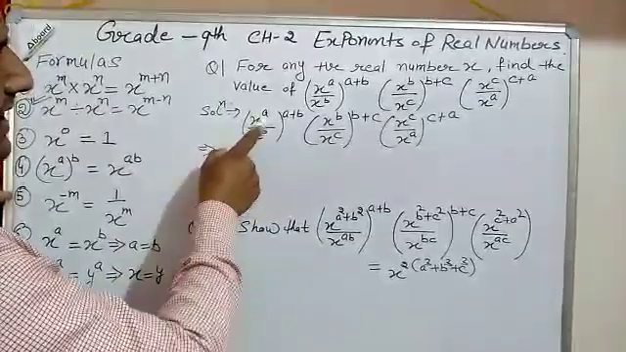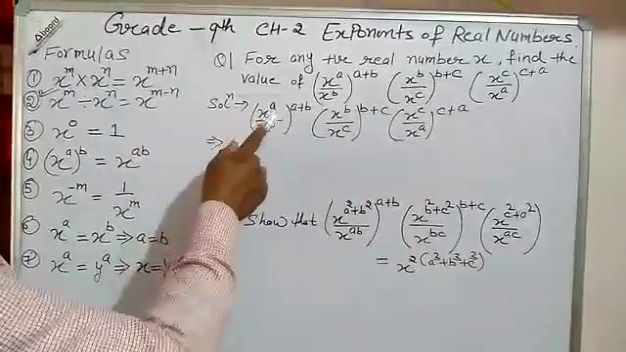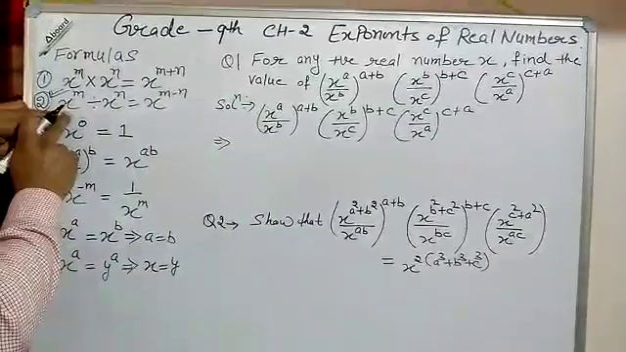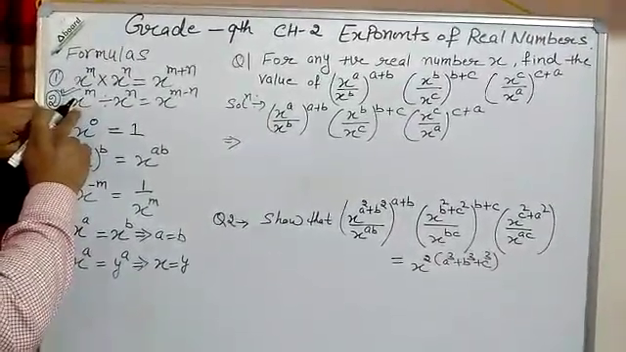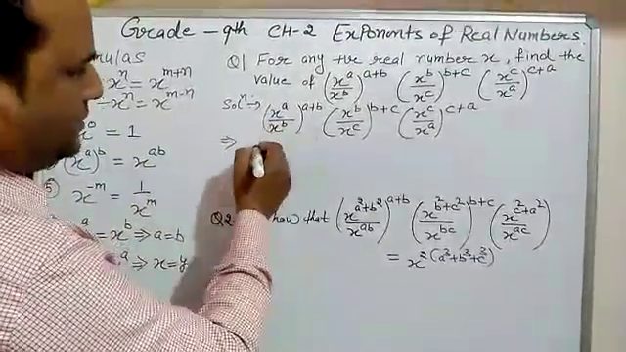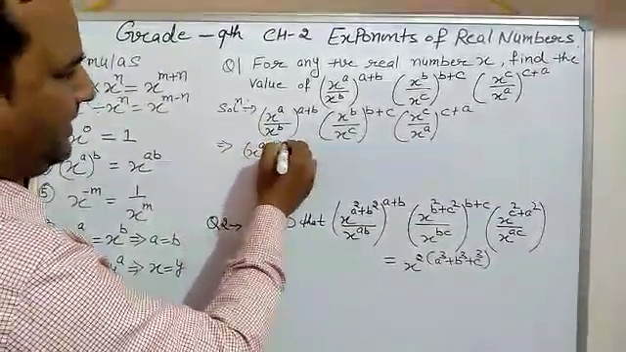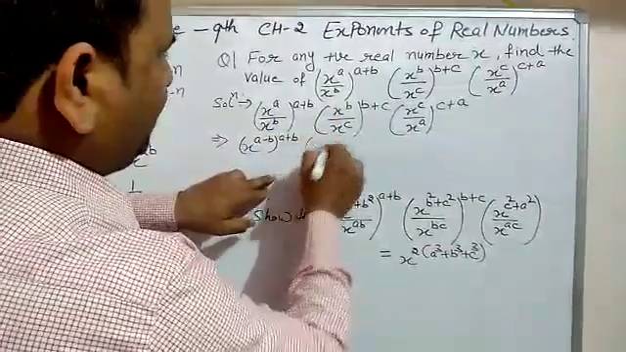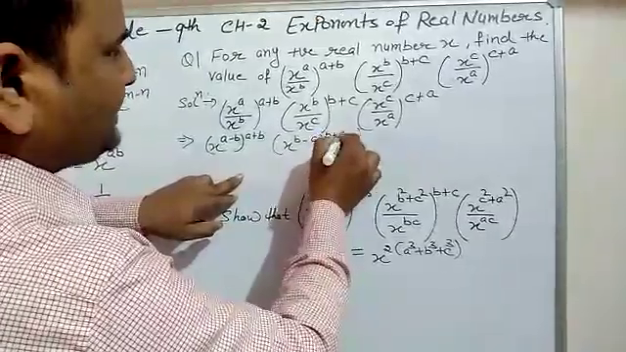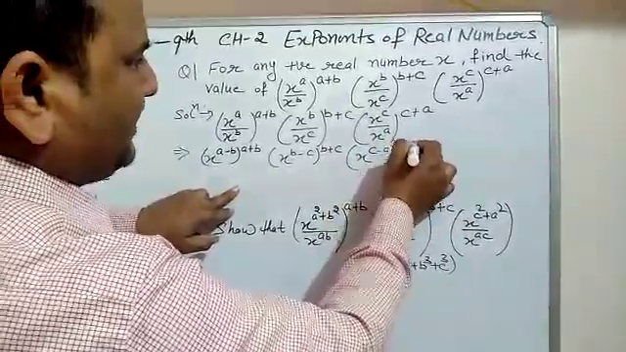It means we have the bases the same, and we know that when the bases are the same with the sign of division, the power should be subtracted. So what we are left with is (x^(a-b))^(a+b). You can see here we also get (x^(b-c))^(b+c), then (x^(c-a))^(c+a).